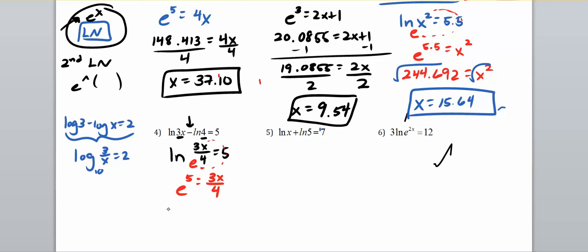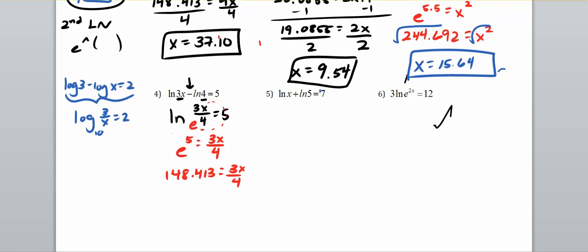I'm going to get 148.413. If I'm solving for x, I've got to isolate it. Well, it's 3x divided by 4. Let's get rid of the 4 first. If I'm dividing by 4, let's multiply by 4. So on my calculator, I'm going to take the number that I have there and multiply it by 4.